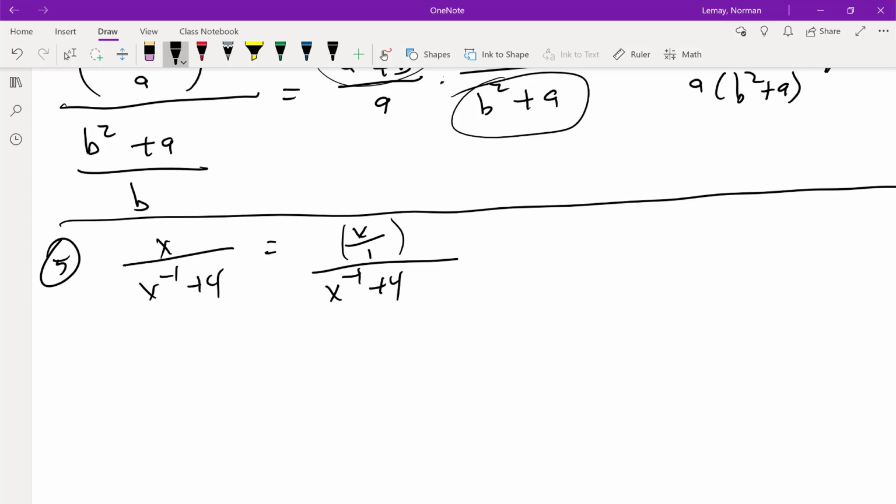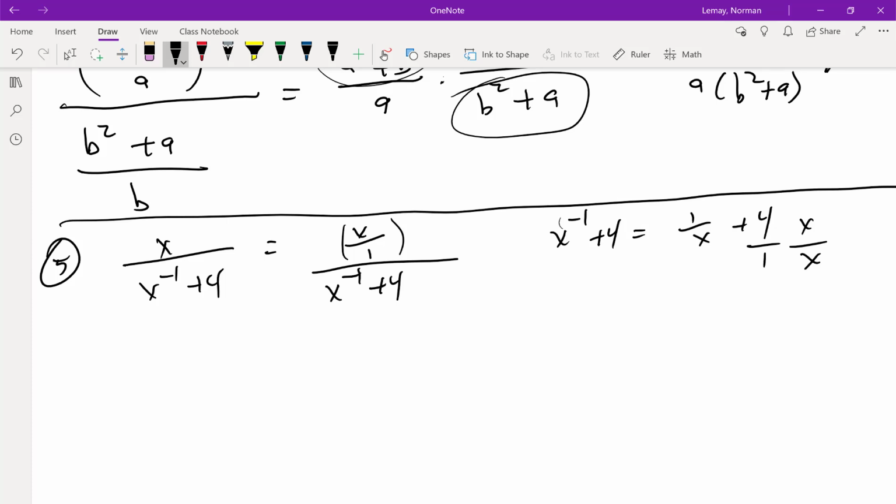All right, this denominator over here, I'm going to write x to the minus 1 plus 4, and notice that this can be rewritten, again, from your reading, from objective 3 in your reading. We can rewrite this as 1 over x plus 4. Okay, so when you have a negative exponent, you just put it in the denominator and make the exponent positive. So again, this is 4 over 1, so our common denominator is x.